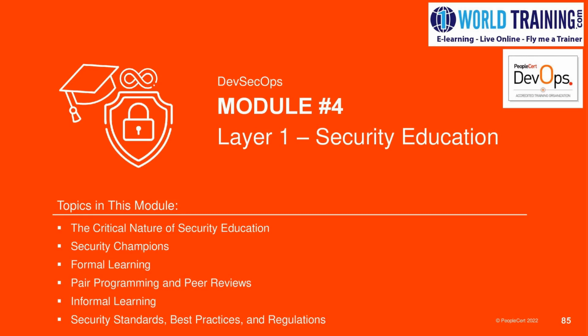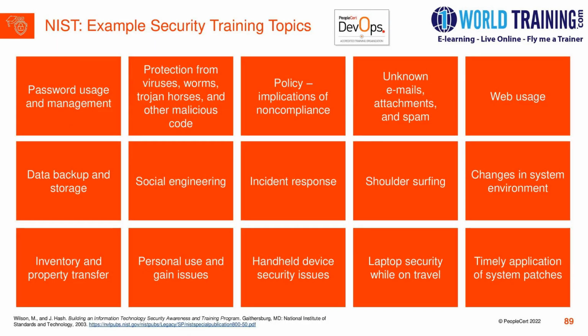Module 4, which is all about layer 1 security education. We are talking right now about the fundamental level of security education. There is an organization called the National Institute of Standards and Technology, and they have some security training topics, about 15 or 16 topics. We'll look at them one by one.